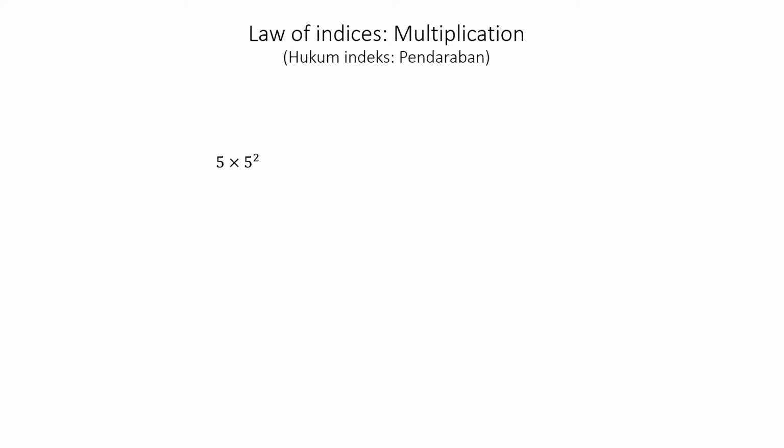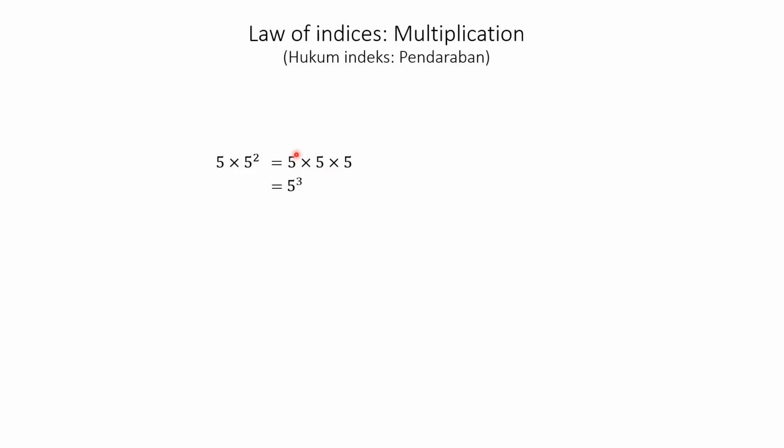5 times 5 to the power of 2 is equal to 5 times 5 times 5. You know that 5 to the power of 2 is 5 multiplied by 5, and this is equal to 5 to the power of 3, which is 3 times of 5. From this you can see that for repeated multiplication of the same number 5, you can add up their power.